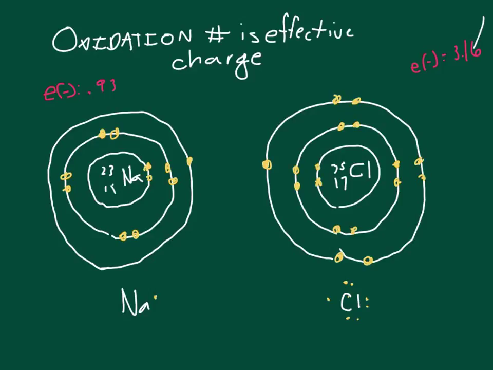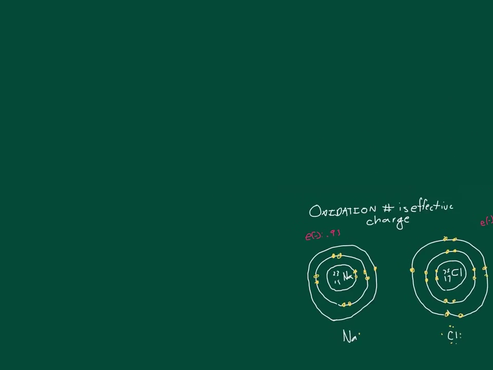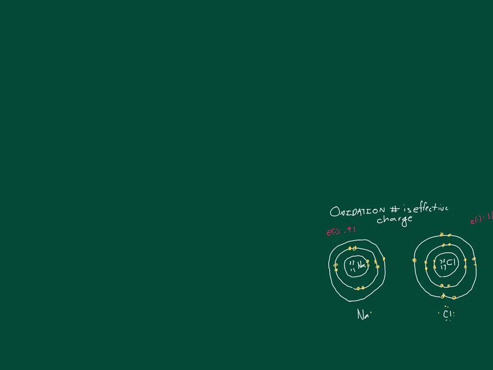Okay, so what we're going to talk about is oxidation number. And oxidation number is essentially the effective charge on an element once it's gained or lost a few electrons. But first of all, let's find out how we find the charge of an element. It's actually really simple. We're going to look at sodium.